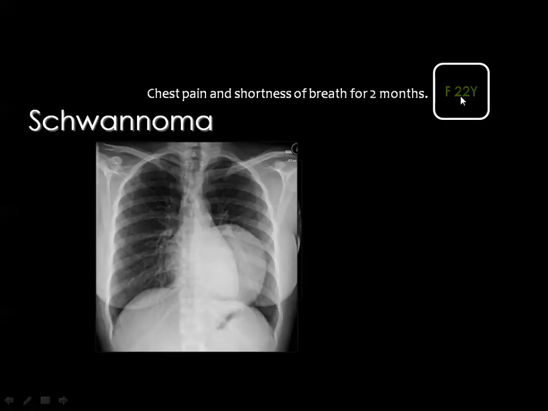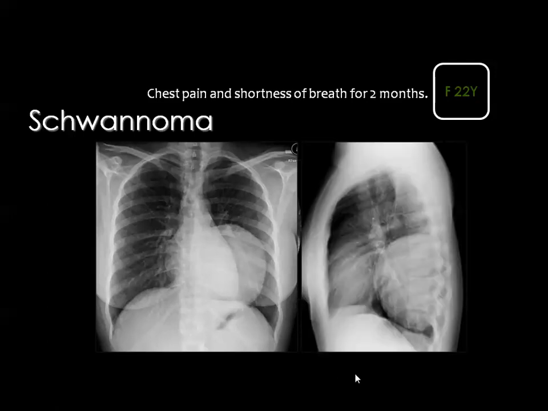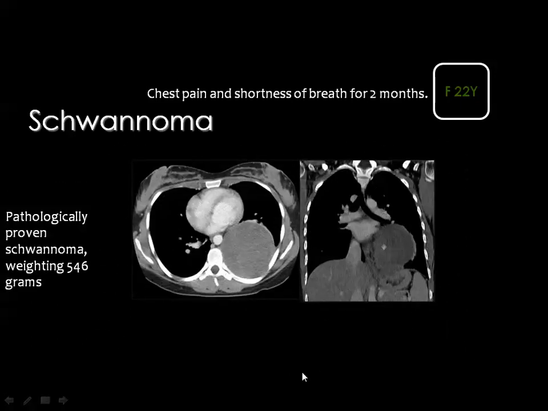This female patient, 22 years old, you expect that you are dealing with a schwannoma or neurofibroma. This mass is located posteriorly by the silhouette sign. If you are able to see the cardiac contour, this means that the mass is not adjacent to the heart, and the heart is anteriorly located and the mass is posteriorly located, and this is well appreciated in the lateral view of the chest X-ray, and also well seen in the CT scan, axial and coronal images.